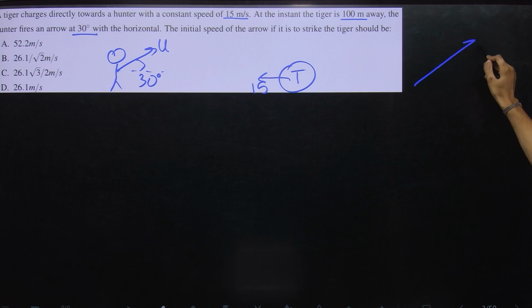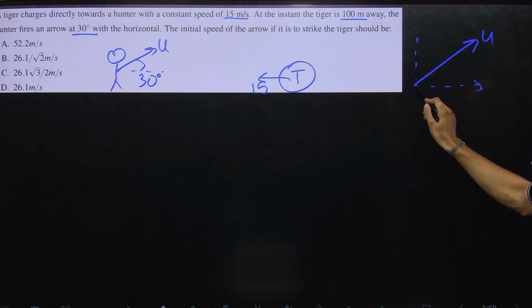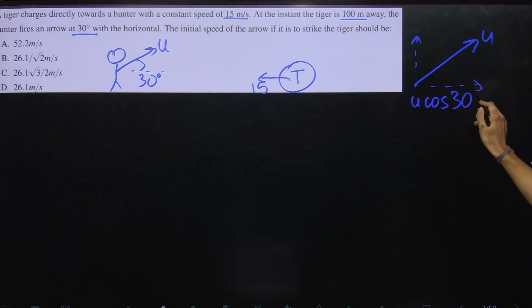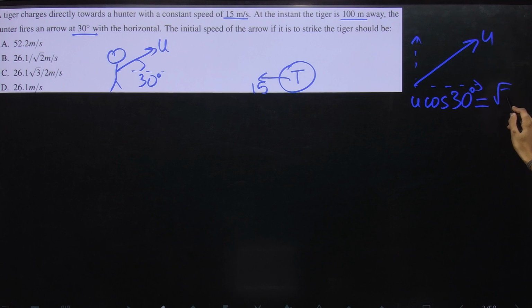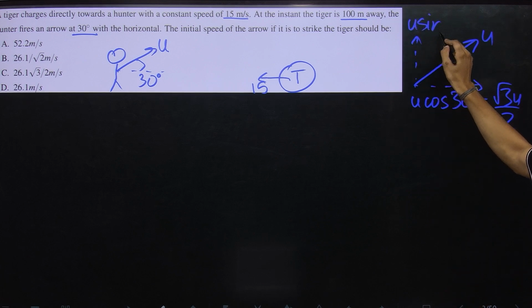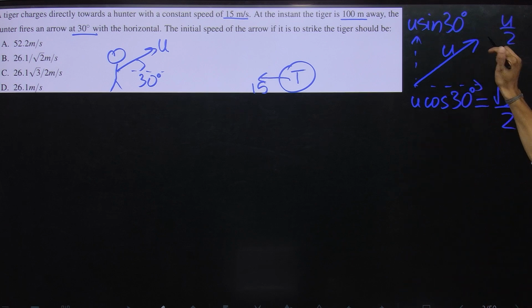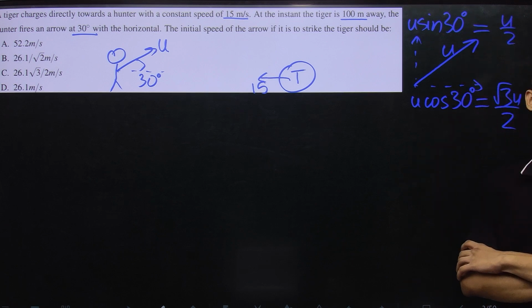Let us first resolve the initial velocity into its horizontal and vertical components. The horizontal component will of course be u cos theta. Since theta is 30 degrees, it will be root 3 u upon 2. This will be the horizontal component of the initial velocity. And of course, the vertical component will be u sin theta, u sin 30 degrees, which is simply half of u. So this is how we can split the initial velocity into its horizontal and vertical components.